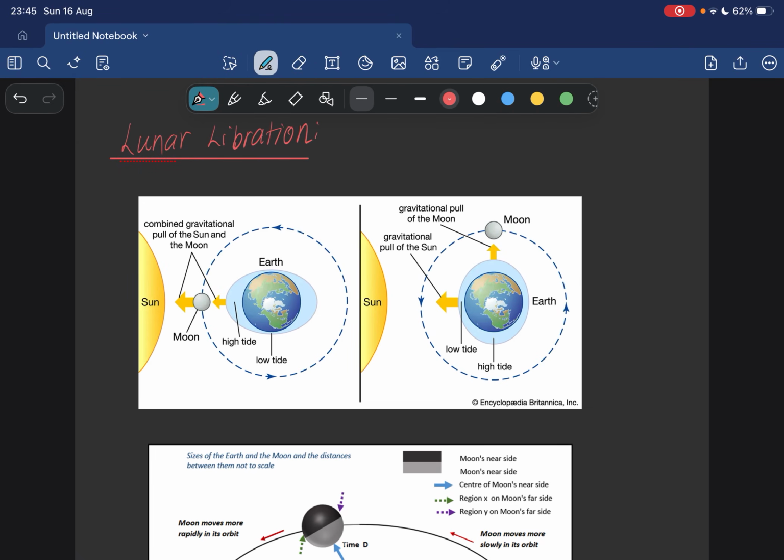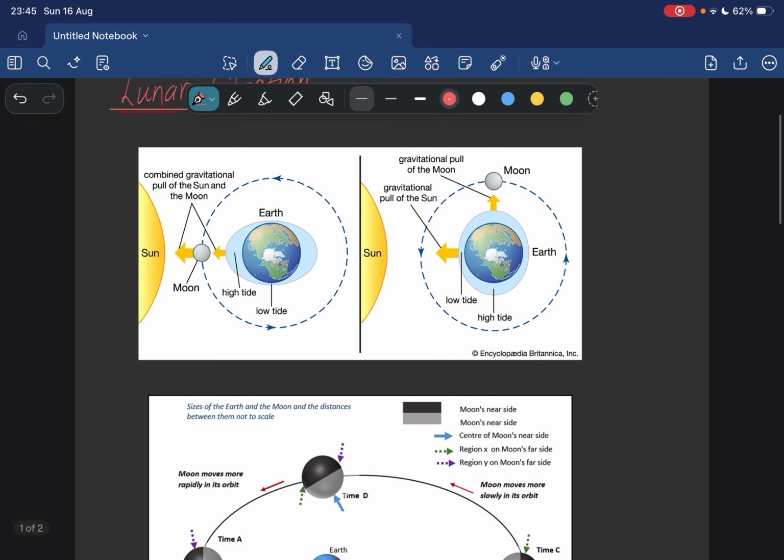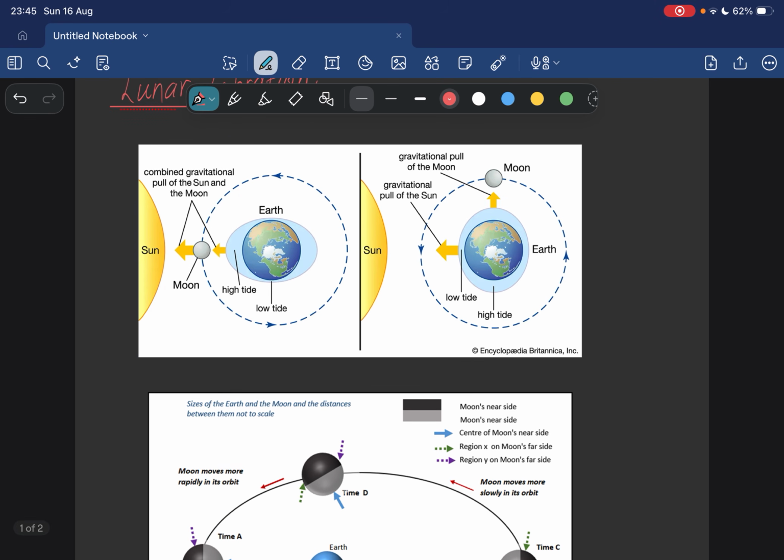Today's video is going to be about lunar libration. We know that the moon is tidally locked, and that doesn't mean we're just going to see 50% of the moon's surface.